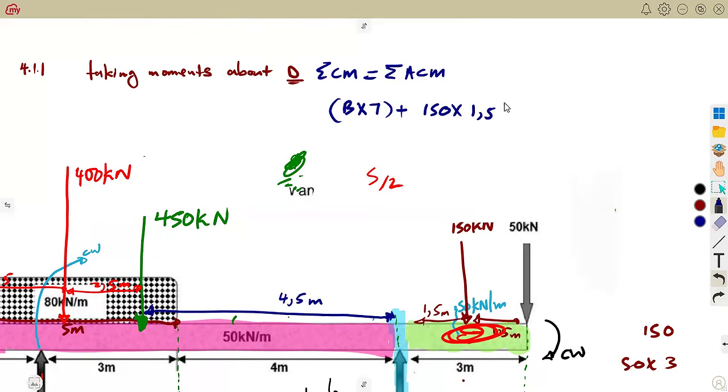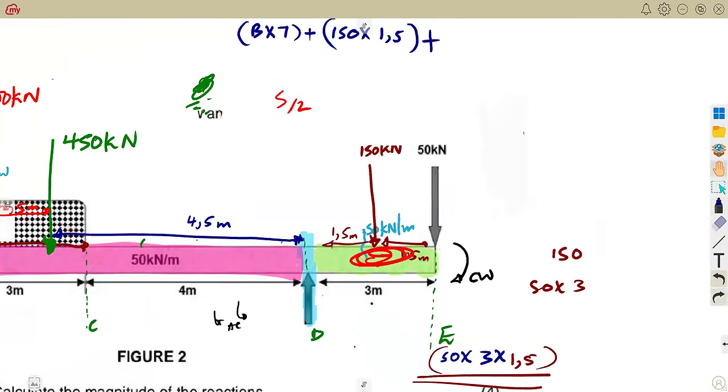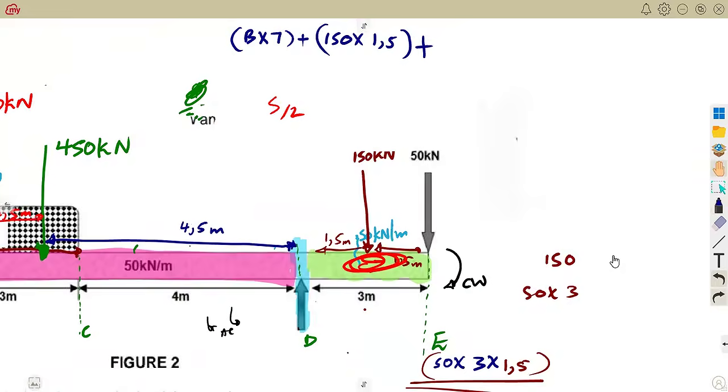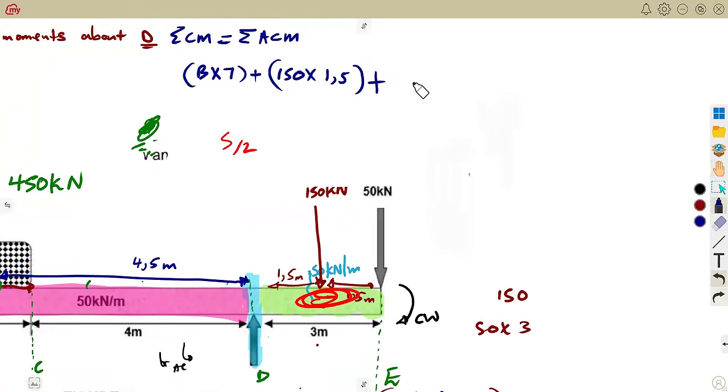All right. Still on the clockwise, we have this one, the 50 kilonewton at the end. As it is moving back to D, it is going in the clockwise. So that's 50 times 3. The distance back to D is 3 meters. So that's it. Is equal to all anti-clockwise.